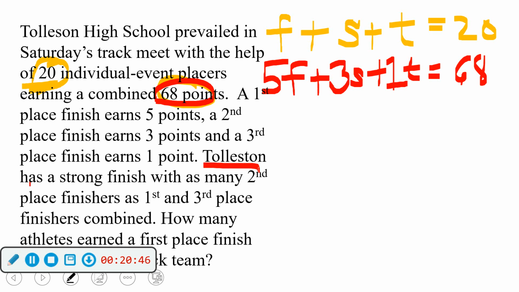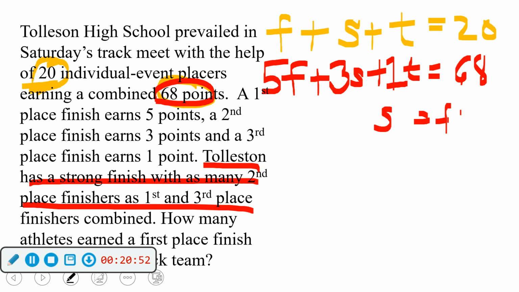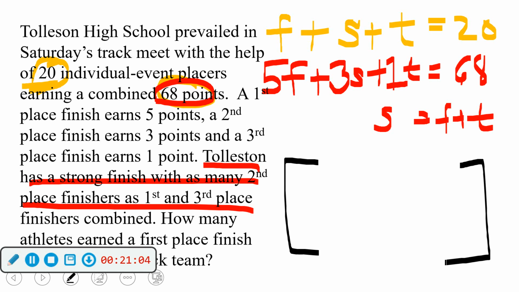Now way down here it says they had a strong finish with as many second place finishers as first and third combined. Second was equal to first and third combined. How can we put this into a matrix? Well, the first part again is pretty easy. Remember the numbers in front here would be 1. So 1, 1, 1, and 20 all lined up. Again, F, S, T, and the constant.